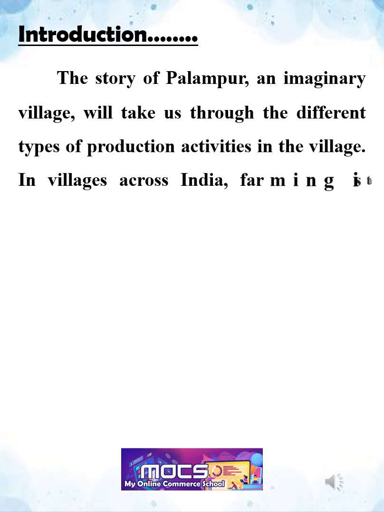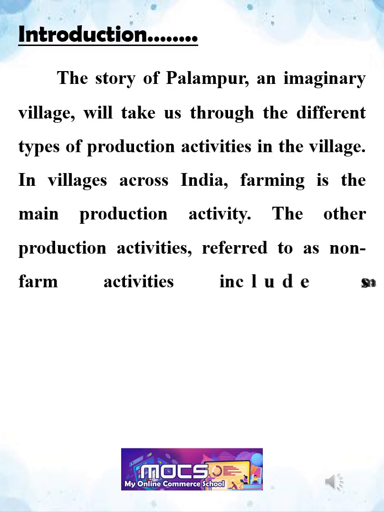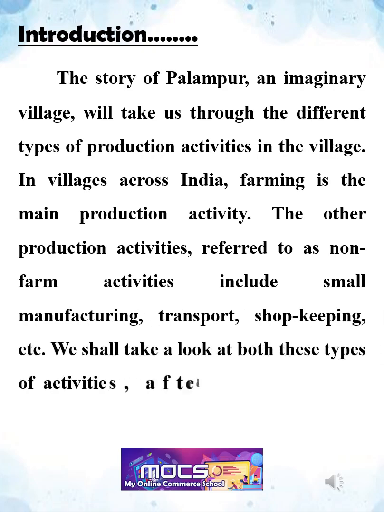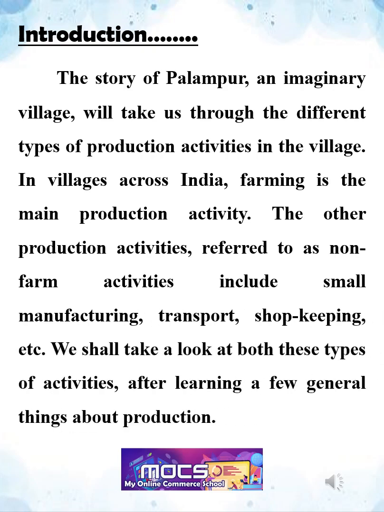The story of Palampur, an imaginary village, will take us through the different types of production activities in the village. In villages across India, farming is the main production activity. The other production activities, referred to as non-farm activities, include small manufacturing, transport, shopkeeping, etc. We shall take a look at both these types of activities after learning a few general things about production.